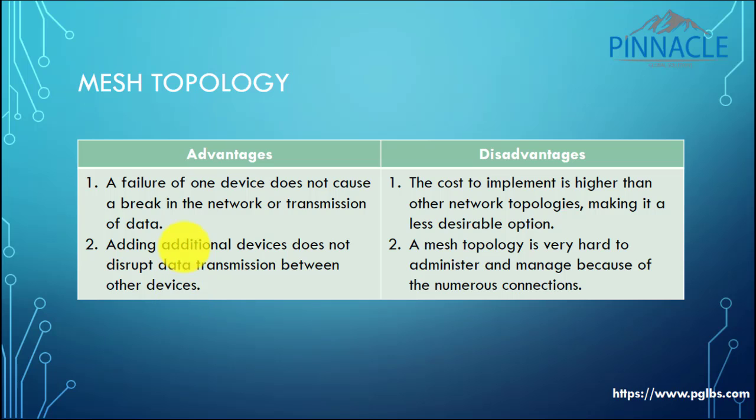But there are quite a few disadvantages in the mesh topology as well, and the number one disadvantage you can cite is the cost of implementation. Since the amount of cabling is more, as you can see, the number of links increases as the number of workstations increases. So the cost could be a predominant factor in case of a mesh topology, and that would be one of the major disadvantages. And it is very hard to administer and manage because of numerous connections. Troubleshooting would be one of the major drawbacks of your mesh topology.